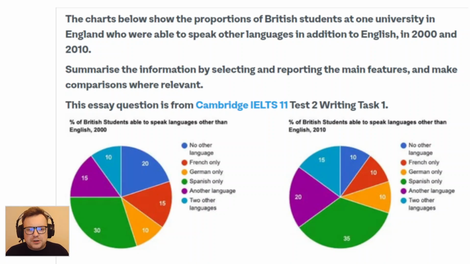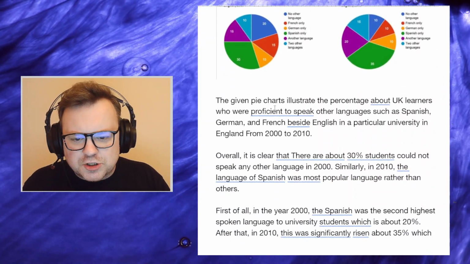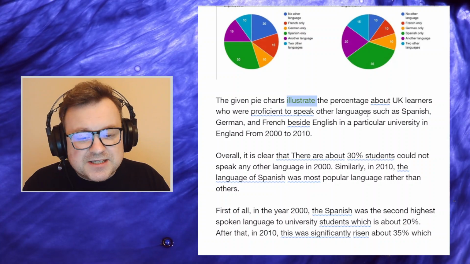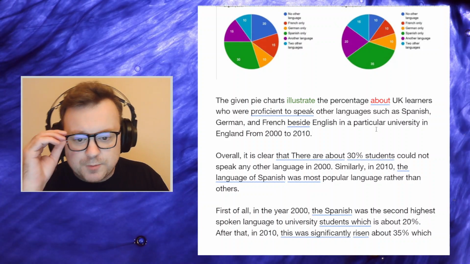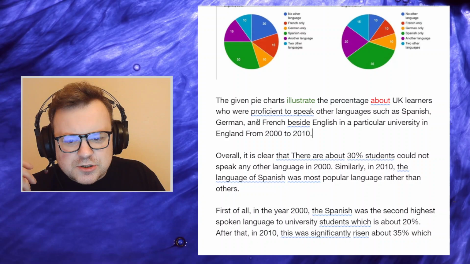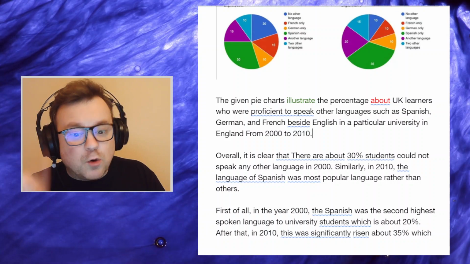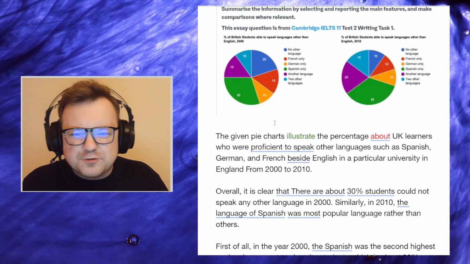Yeah, so hopefully we're going to get just a little paraphrase of what the pie charts show. So let's see if that's what we get from our candidate. The given pie charts illustrate, cool, we have a nice paraphrase, illustrate the percentage, not percentage about, but percentage of, so that's a lexical resource problem, the percentage of UK learners at one university. We do have in a particular university, sorry, UK learners who were proficient. Proficient?